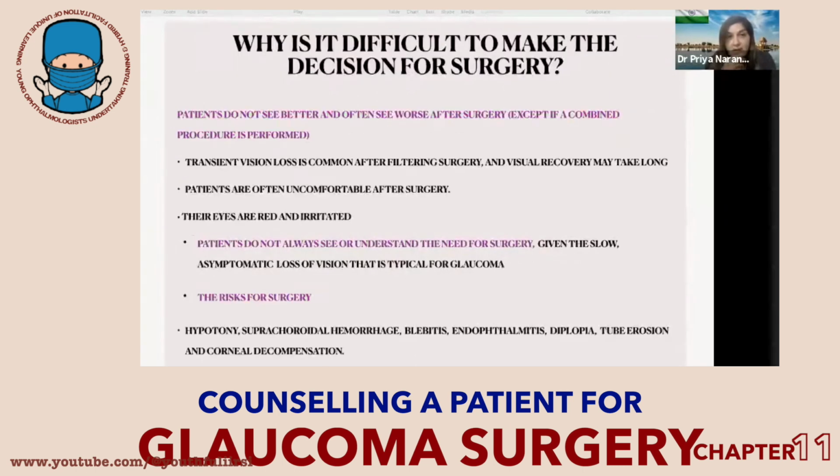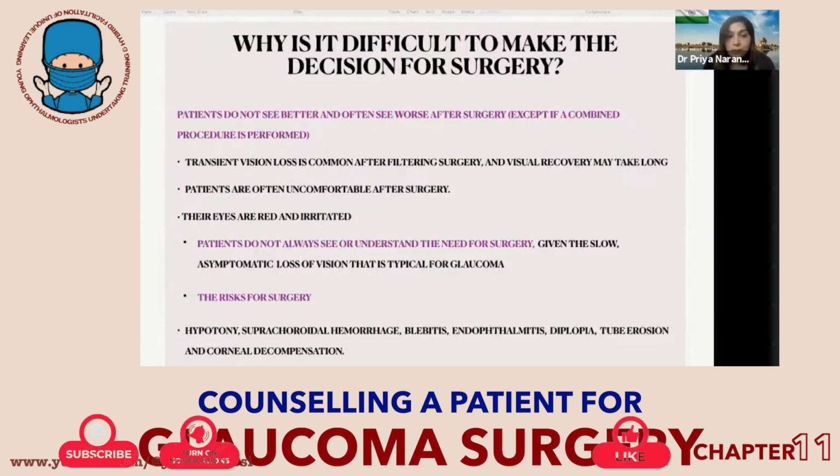Next, why is it difficult to make the decision for surgery? Because there are many things in glaucoma. It's a completely different clinical entity, as we all know. The point is that patients do not see better, and they are often worse after the surgery, in case the patient develops some kind of complication which might occur.